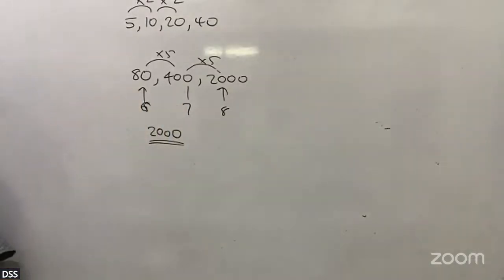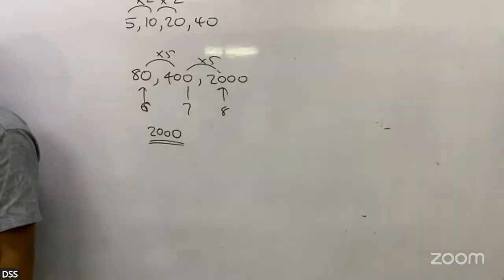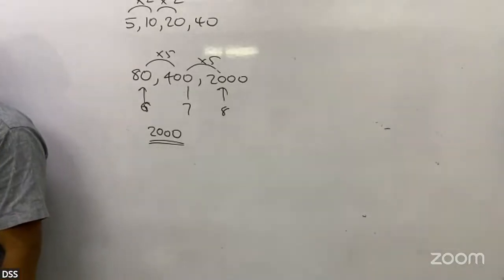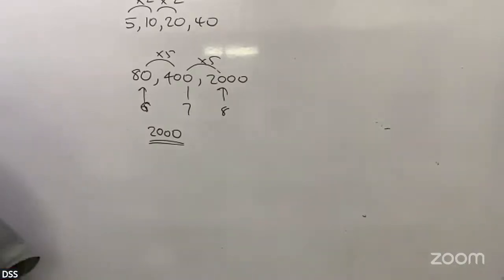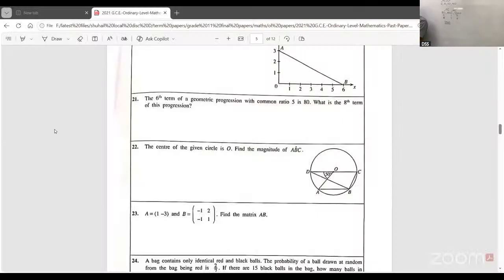Yeah. Now the next thing. You can see there is another question related to circles now. So you can see how many questions there are, lots of questions related to circles. Now there is another question related to circles. The center of the given circle is O. Find the magnitude of angle ABC. They have given this.